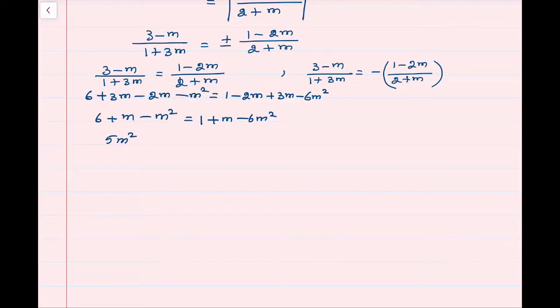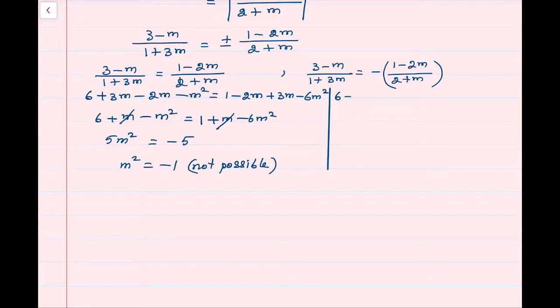5m square is equal to minus 5. We get m square as minus 1, which is not possible. Square of a number cannot be negative. Now we will solve the second equation. We will cross multiply.